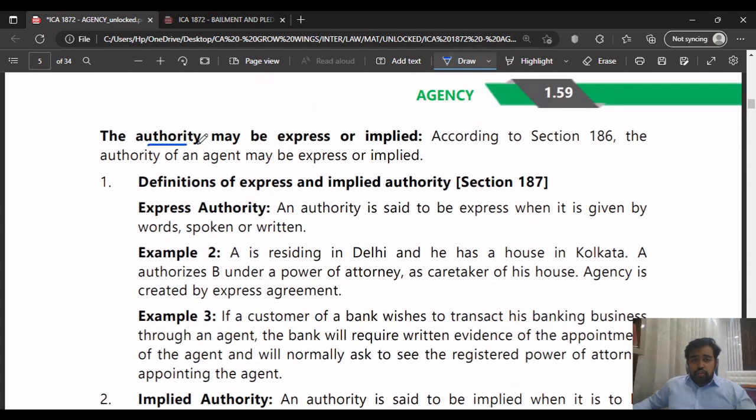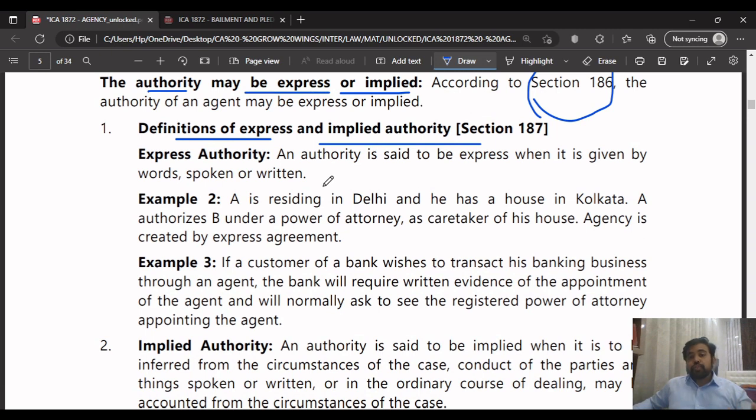The first mode: authority may be express or implied, as per section 186. This is section 186. The authority may be expressed or implied. Definitions of express and implied authority. Express: an authority is said to be expressed when it is given by words spoken or written. Like I said, a written document, like a written agreement, that is express.